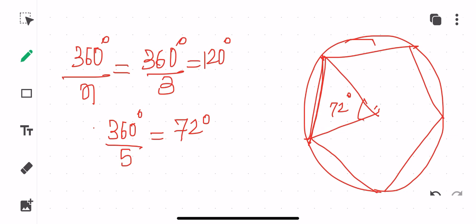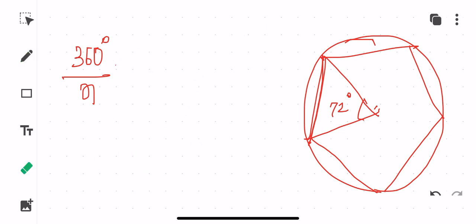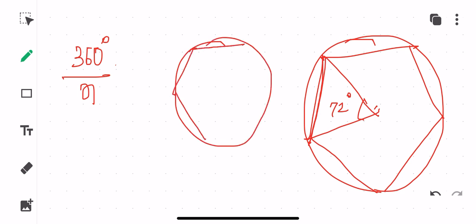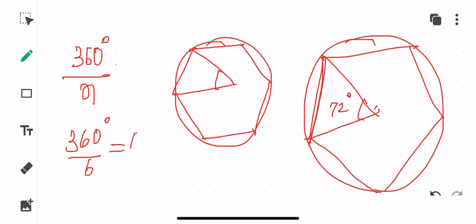And then similarly, children, we can talk about any n-sided figure. So if you want to take another n-sided figure, suppose this is my circle, and I am drawing a hexagon into this. The angle subtended at the center by each arm will be equal to 360 degrees divided by 6, which is equal to 60 degrees. Alright, so you will be looking at questions related to this in the exercise as well, children.